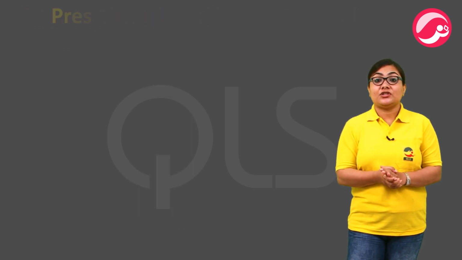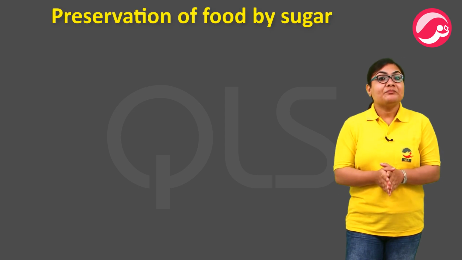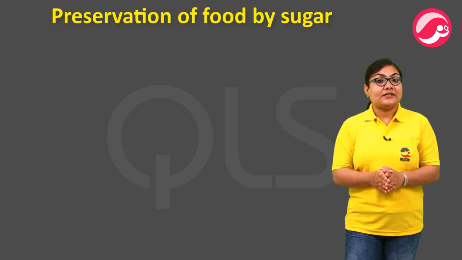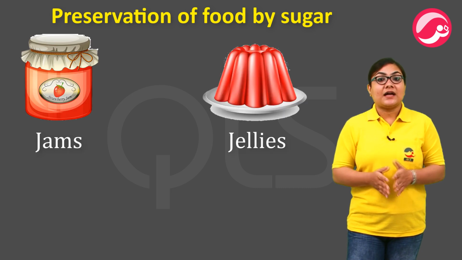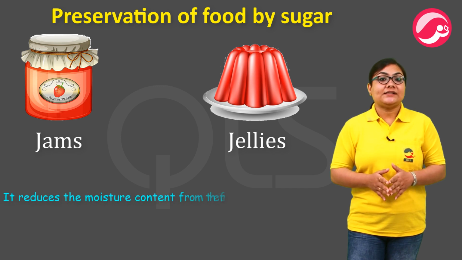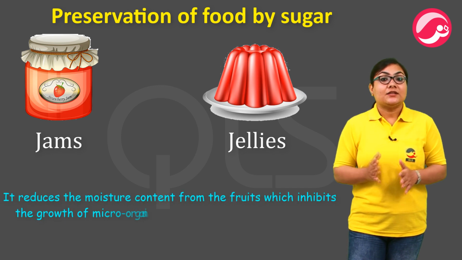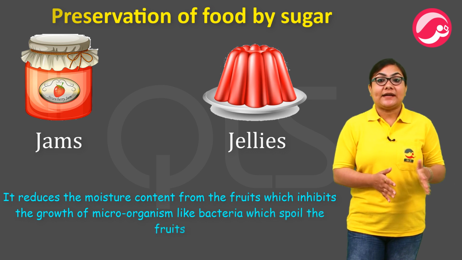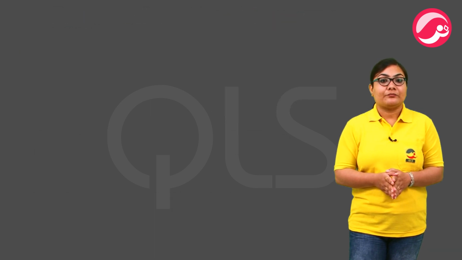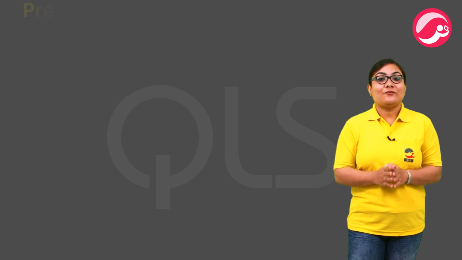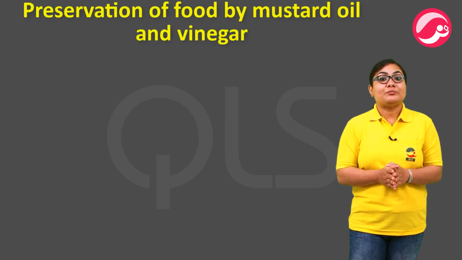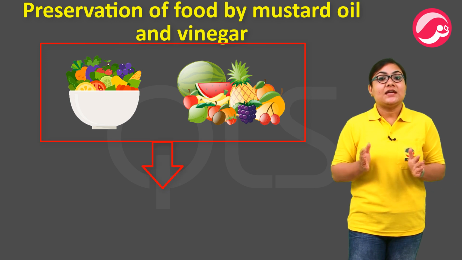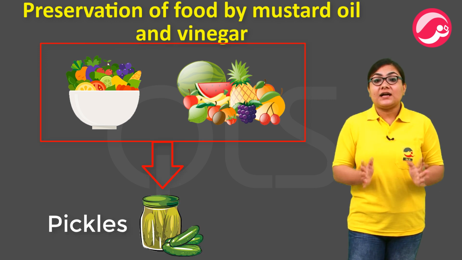Sixth is preservation of food by sugar. Shakkar. Sugar is used as a preservative in making jams and jellies from fruits. सभी ने jams खाए होंगे, jellies खाई होंगी. So, it reduces the moisture content of the fruit, which inhibits the growth of microorganisms like bacteria which spoil the fruits. Seventh is preservation of food by mustard oil and vinegar. They are used as preservatives for fruits and vegetables in the form of pickles, achar.